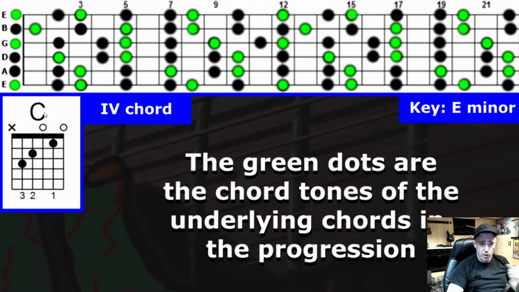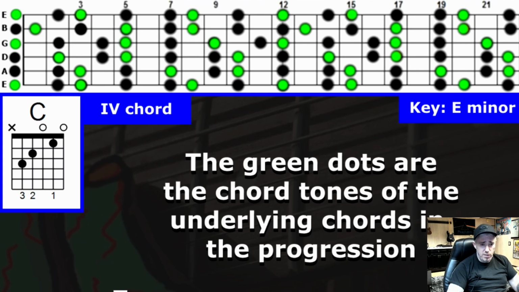The C chord contains the notes C, E, and G. So all these green dots are either C's, E's, or G's. All the rest of the black dots are the remaining notes from the E natural minor scale. You can still play those too, but the best sounding notes within the scale are going to be these green dots over this particular chord.